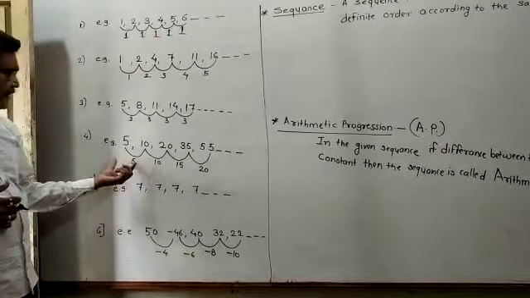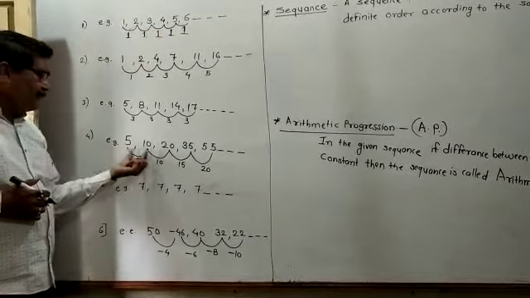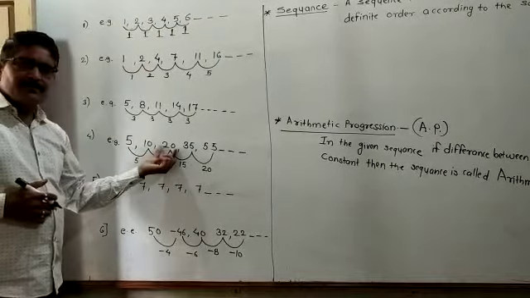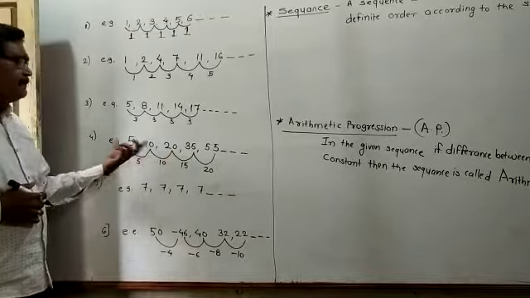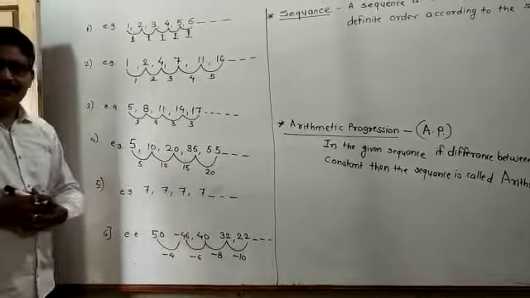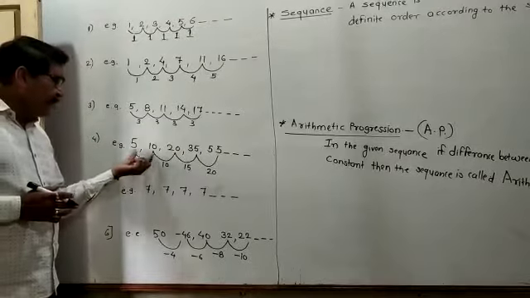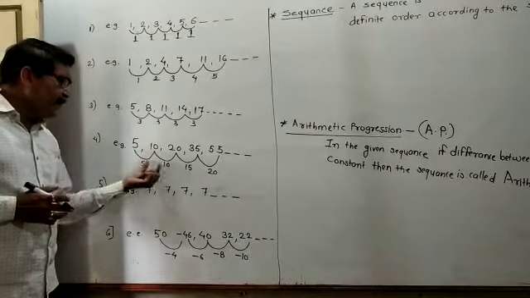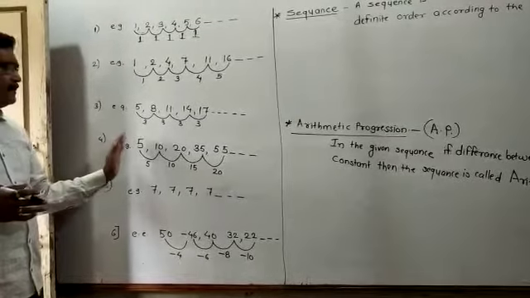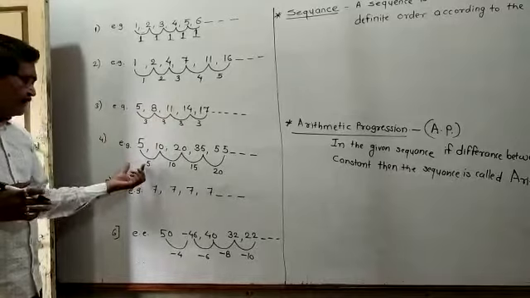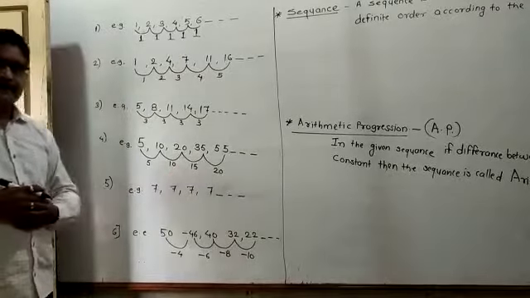If you observe this pattern, 5 plus 5 is equal to 10, 10 plus 10 is equal to 20, 20 plus 15 is equal to 35. This means the difference between the two consecutive terms is not constant. Here the difference between two consecutive terms is 5, 10, 15 and 20. The next number is greater than the previous number in the order 5, 10, 15 and 20.